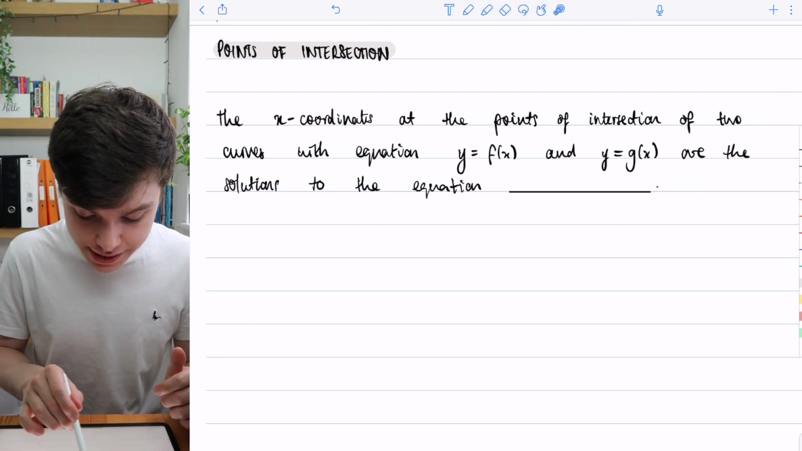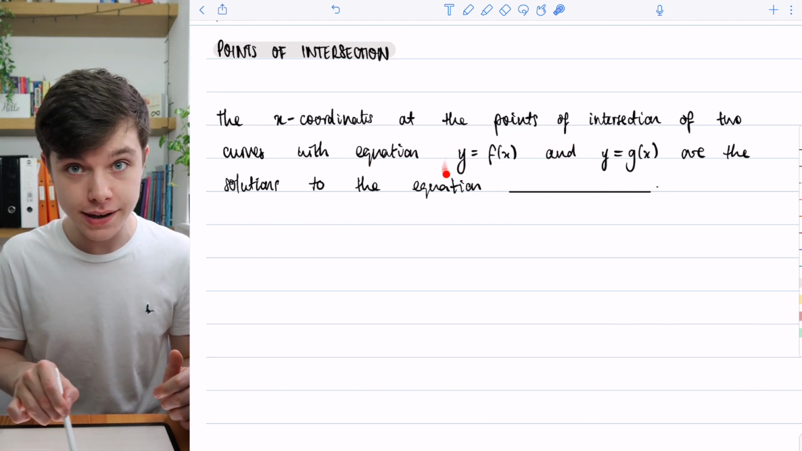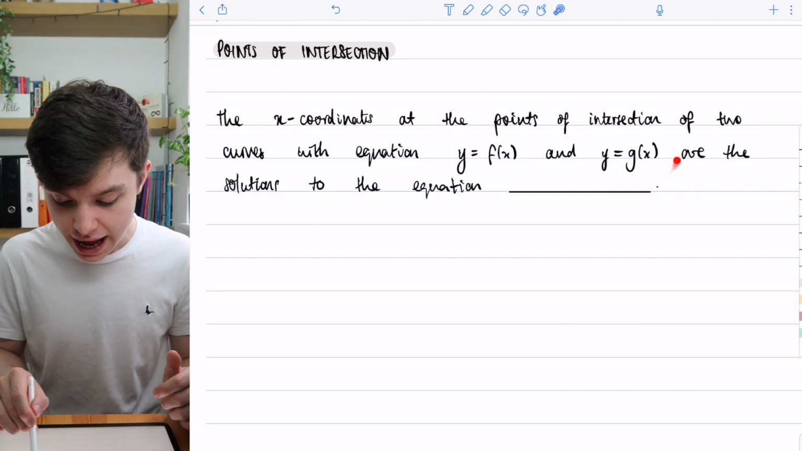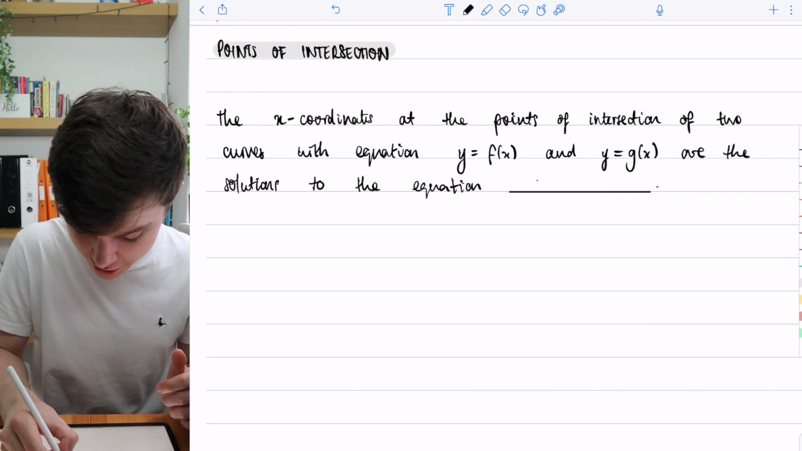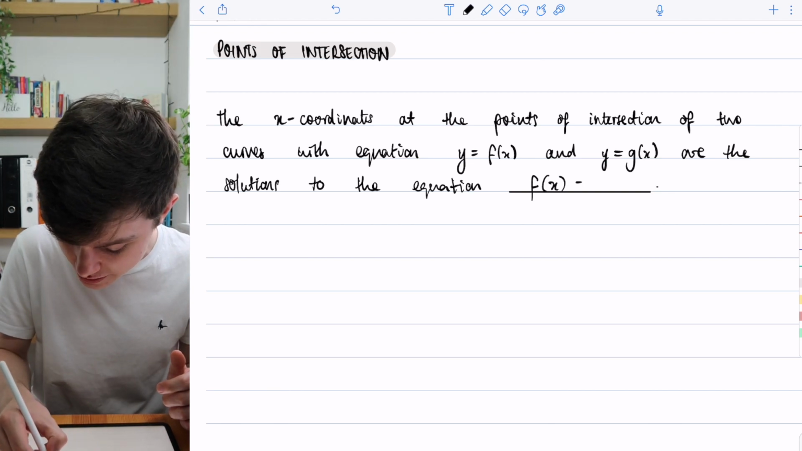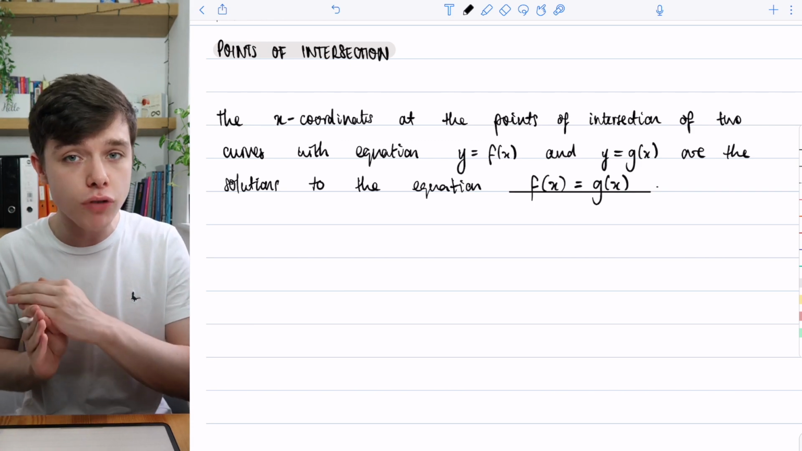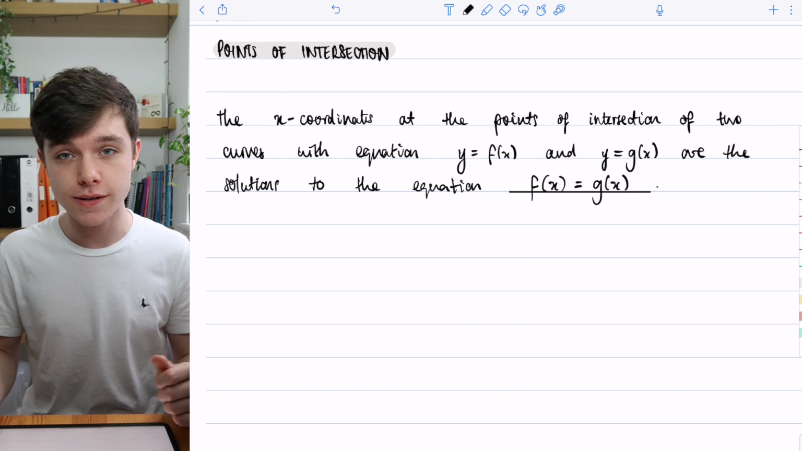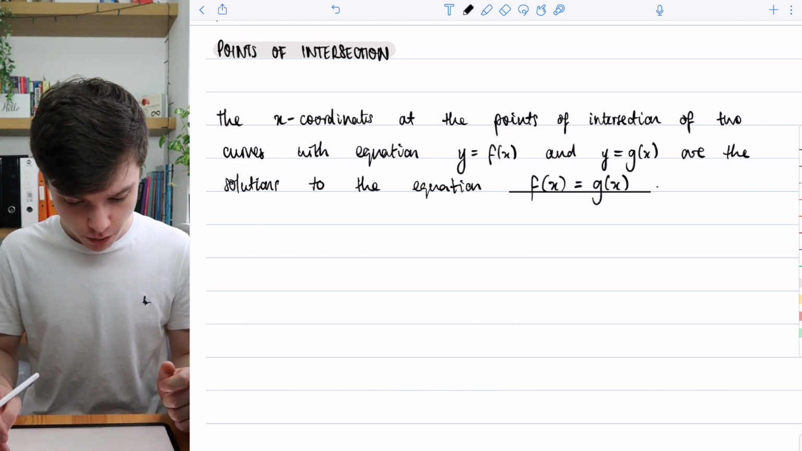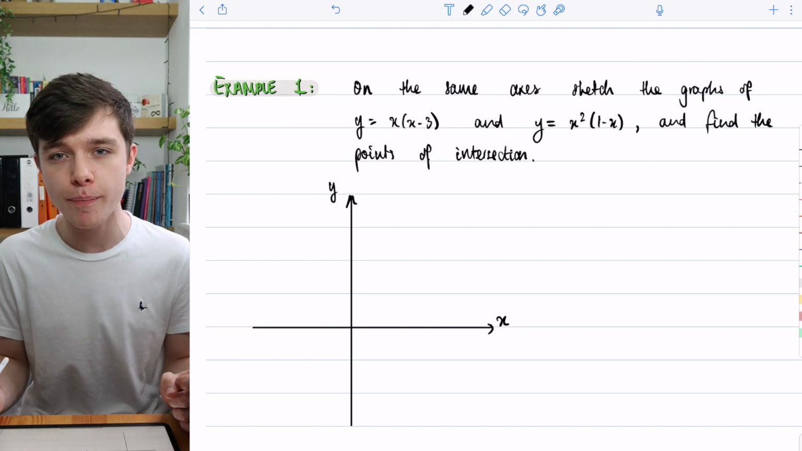So the point of intersection of two curves, one having equation y is equal to f of x, and the other having equation y is equal to g of x, is the solution to the equation f of x is equal to g of x, okay? Because that's where the two graphs cross, their coordinates are the same, so the two equations must be equal. Okay, let's have a look at two examples, and then that's all we really need to do for point of intersection.